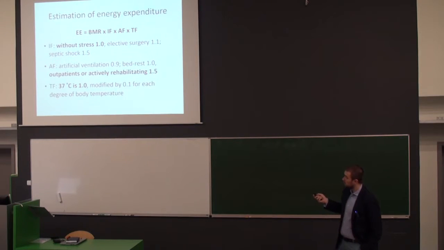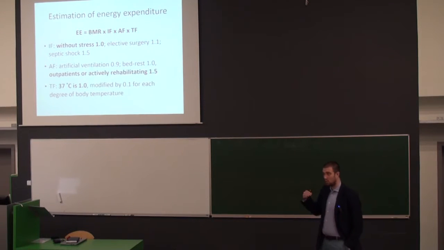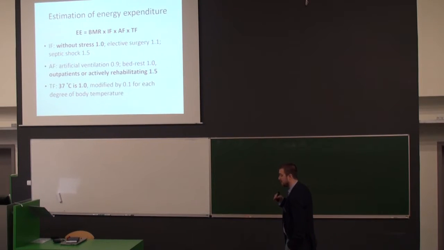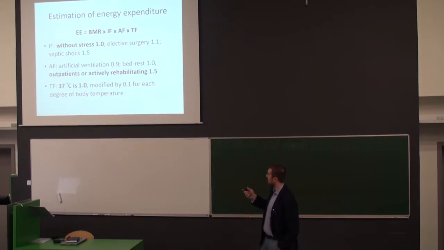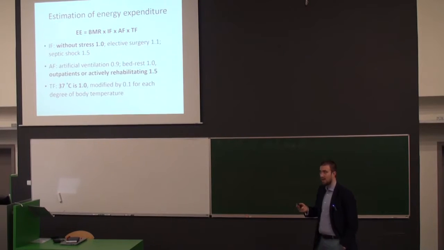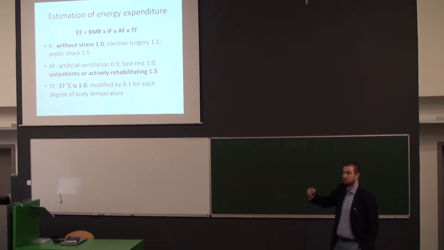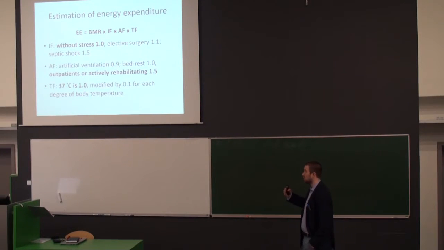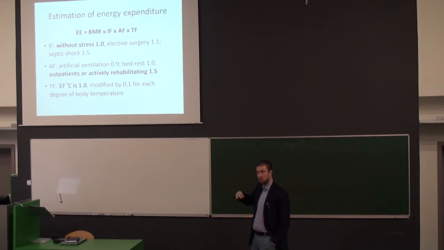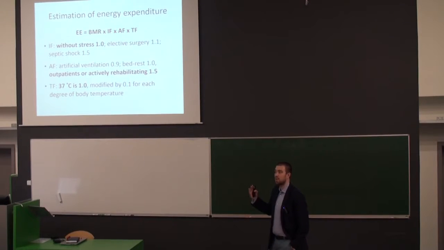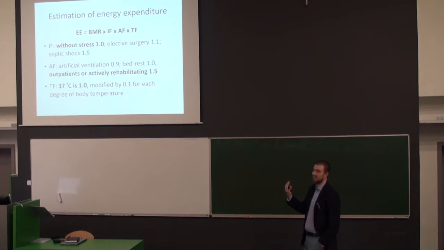And then you can have an activity factor below 1, and that's if you have artificial ventilation. In that time, you have bed rest, but also the machine is working and helping you to breathe. Therefore, you do not have the voluntary activity of your breathing muscles, and therefore you can say your physical activity is lower.